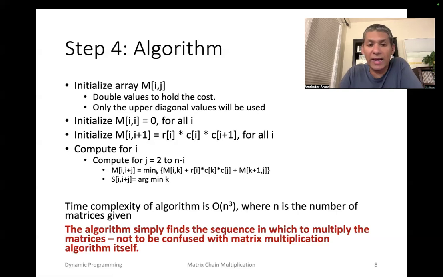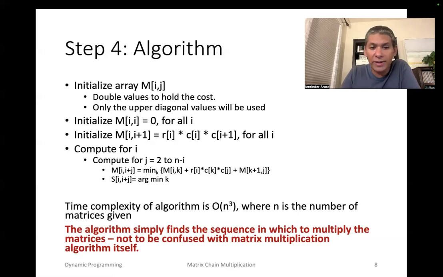Now, the time complexity of this algorithm is clearly order n cube. There are two loops nested within each other, and the third one, even though it's written as a minimum, of course is a loop as well. So it takes order n cube time, where n is the number of matrices given. This algorithm only finds the sequence. We don't want to be confused with the actual matrix multiplication problem, which will take whatever time it takes. Here, we're simply trying to find the right sequence.